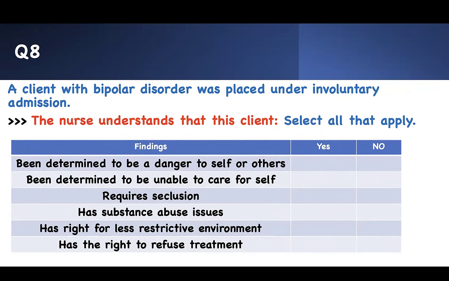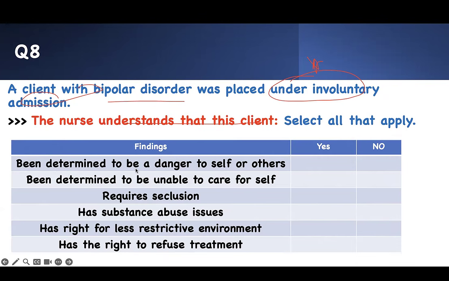And let's understand that this client, selected apply. A client with bipolar disorder was placed under involuntary admission. Test taking strategy: the question says the patient was placed under involuntary admission. The next thing to understand is that involuntary admission is the key word. The bipolar is not the issue, it's involuntary.